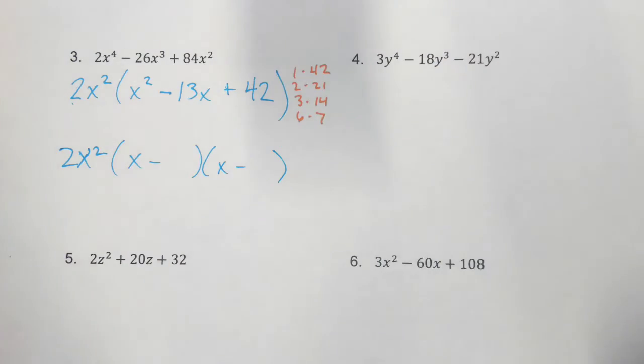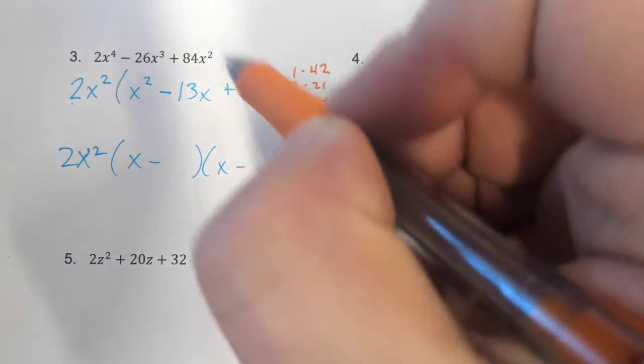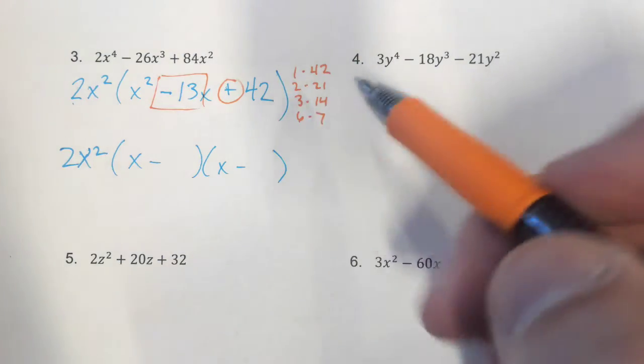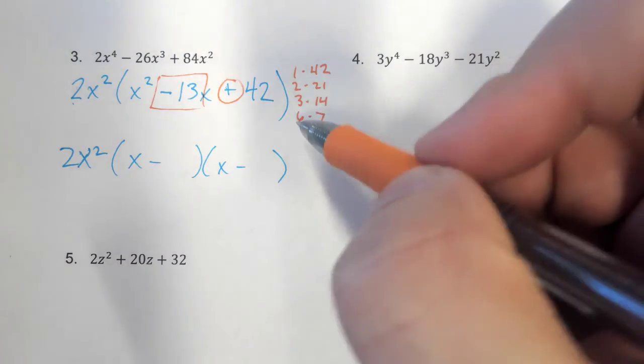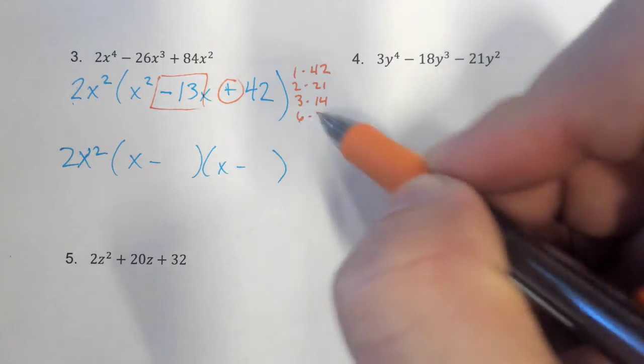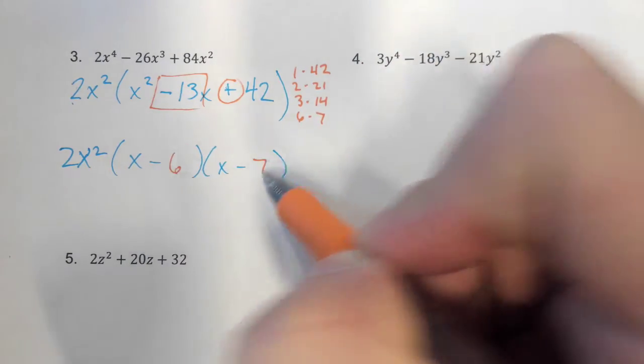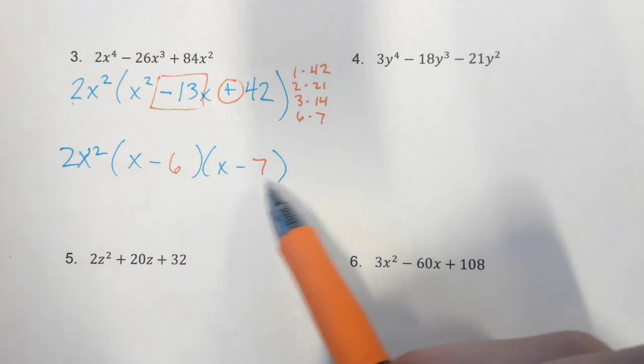So then I just have to look for the factors of 42 that add to 13. Right there, 6 plus 7 is 13. So I drop them in. Again, it doesn't matter which one goes where because the signs are the same.